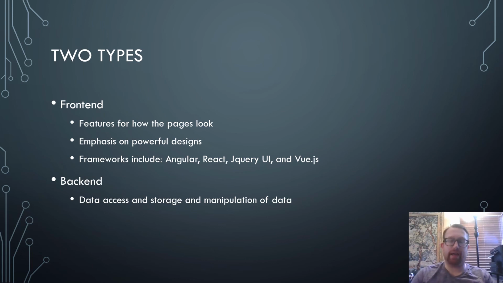There are two types of web application frameworks. There's the front end and the back end. And it's exactly what it says. The front end is all of the stuff that the user sees. The back end is all of the stuff that the designer sees. So on the front end, these are the features for how the pages will look. There's an emphasis on powerful and purposeful designs here. And some of the frameworks include Angular, React, jQuery UI, and Vue.javascript. Again, just need to know about them, not actually going to learn about them. The back end is used for the data management and access and storage of data and manipulation of data. The back end web application framework just deals with data.